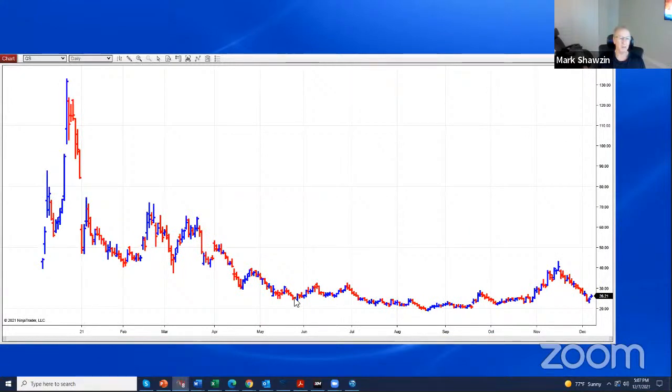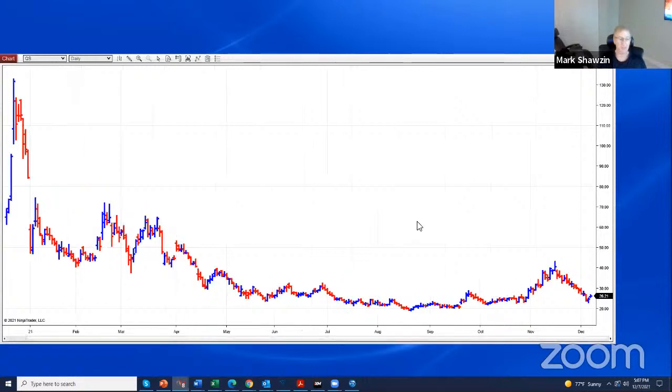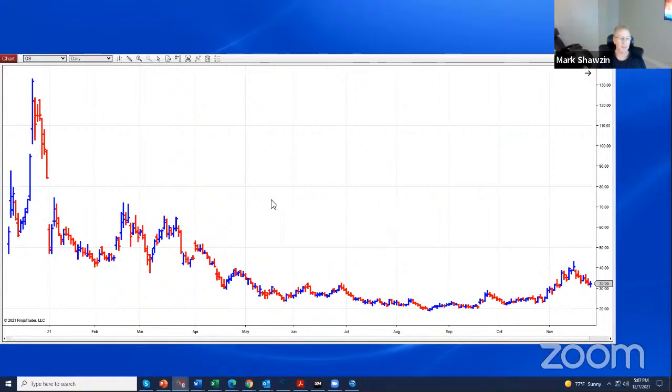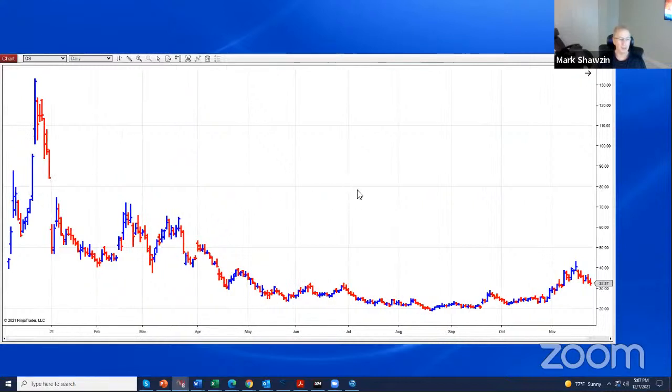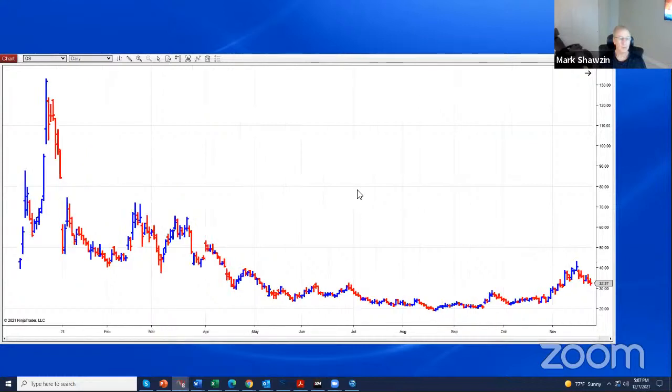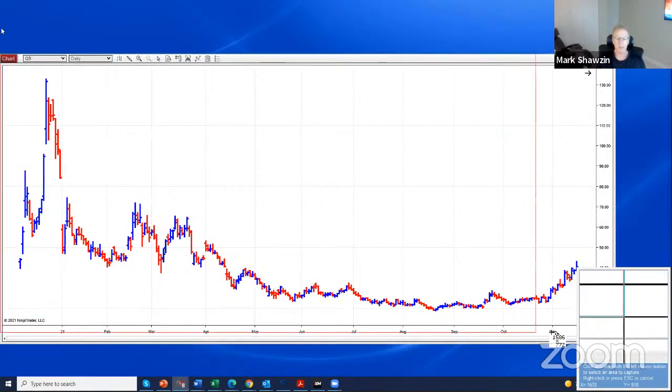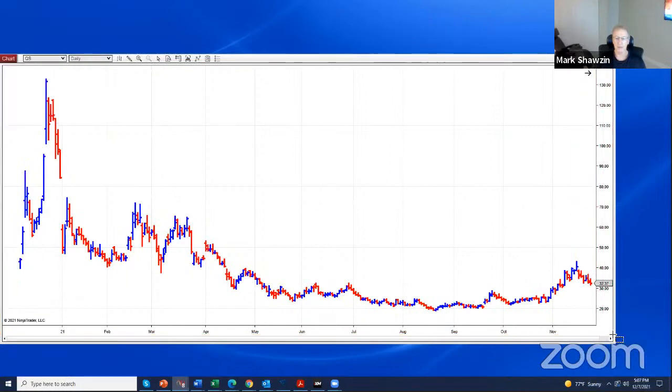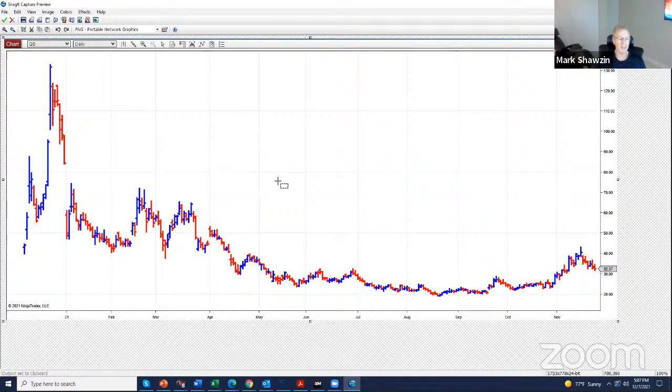So it was right there. So this was the stock of QuantumScape. Sometimes, obviously, the market will show its hand. But then the more mature it gets.